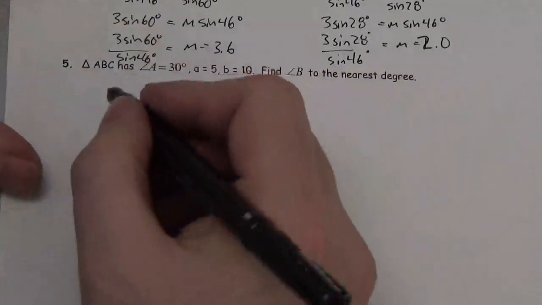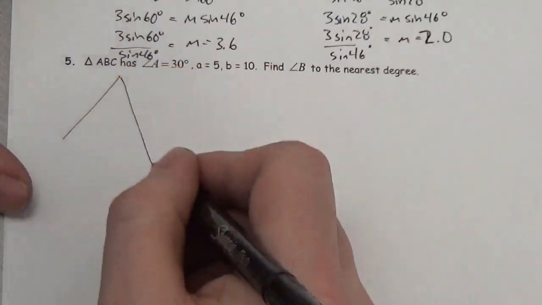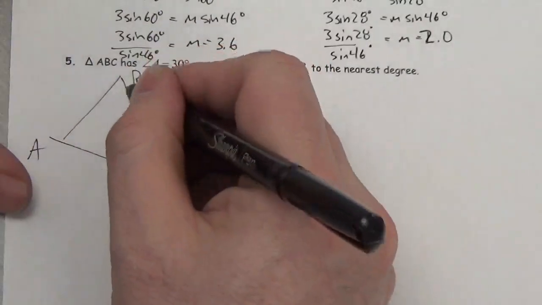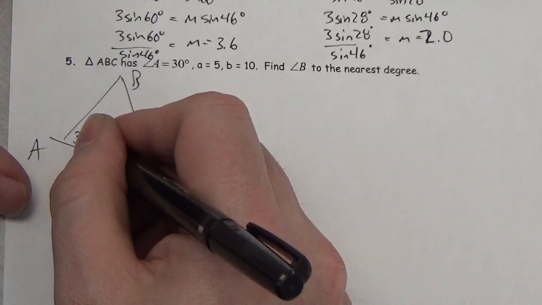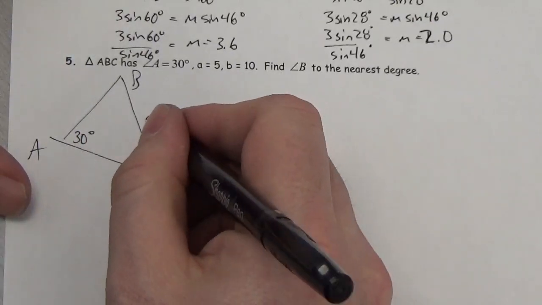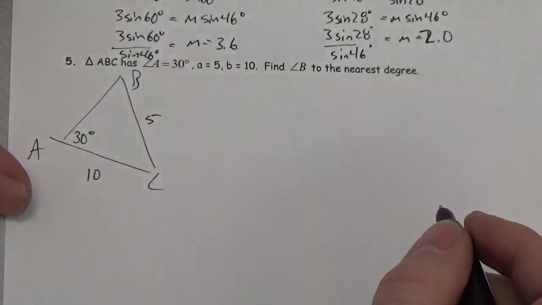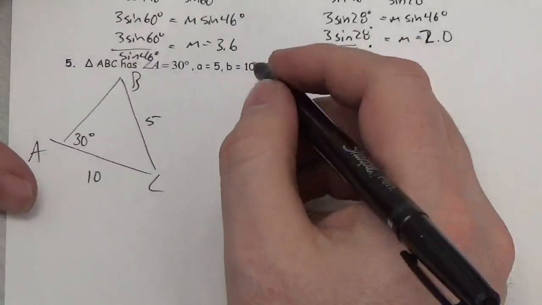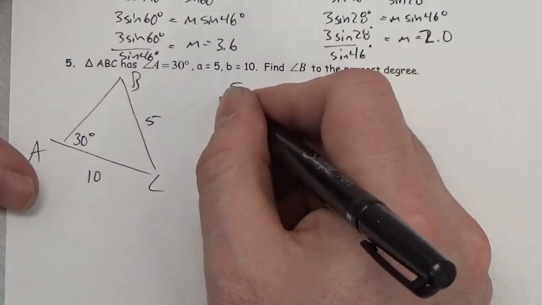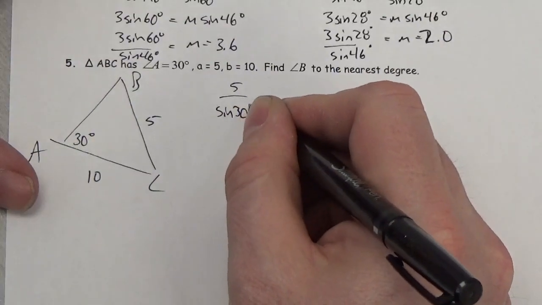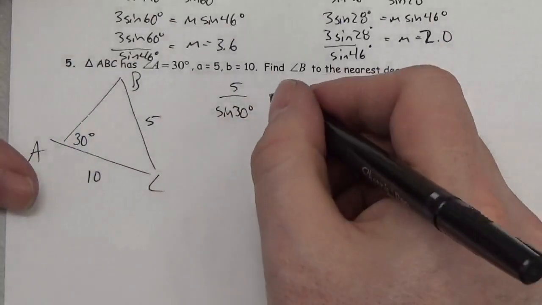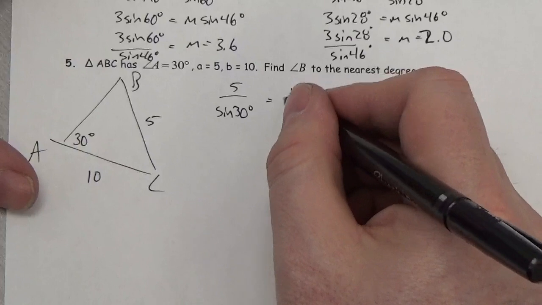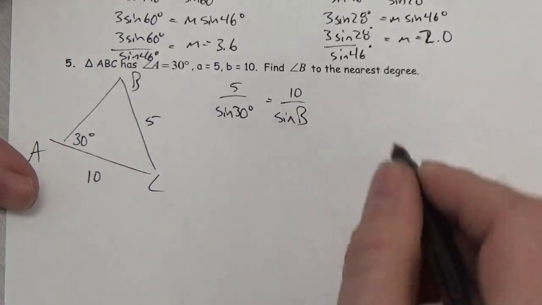Okay, so in this question, triangle ABC, I'll draw it out here, ABC. A is 30 degrees, little a is 5, little b is 10, and we want to find angle B. Okay, well, that's kind of nice. So we've got 5 over the sine of 30 degrees. So that's my little a over sine of A. And this will be equal to 10 over the sine of B.